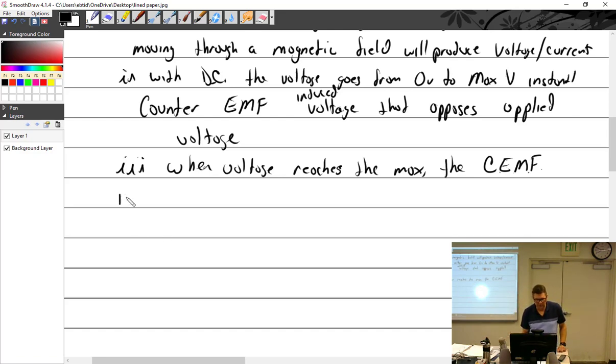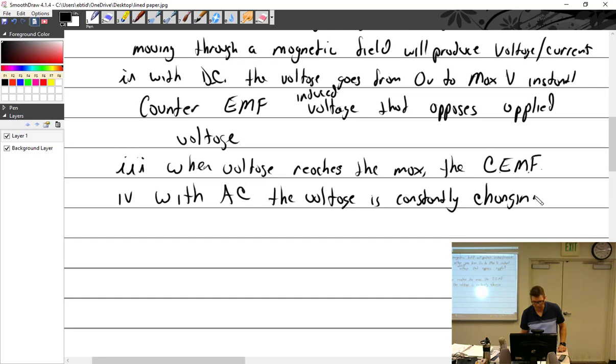All right, with AC, now we'll talk about AC. With AC, the voltage is constantly changing. So is the current, constantly changing, which builds and collapses. You said the CEMF stops? When it reaches the max and just stops. Oh, okay, the DC. I didn't write it. Fair enough, I was just trying to make sure I got the notes.